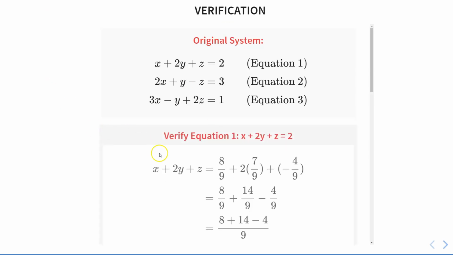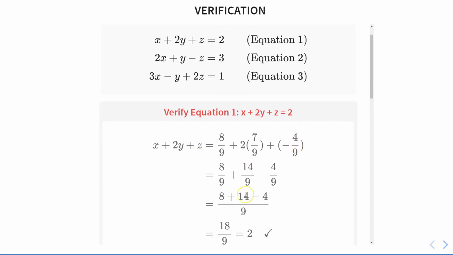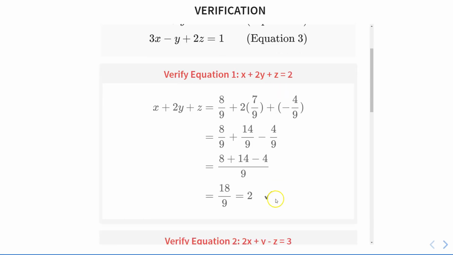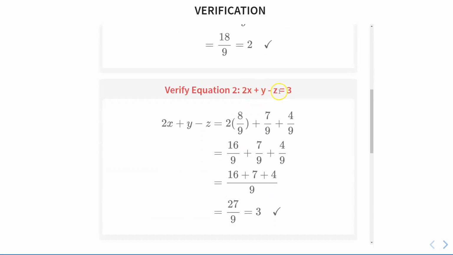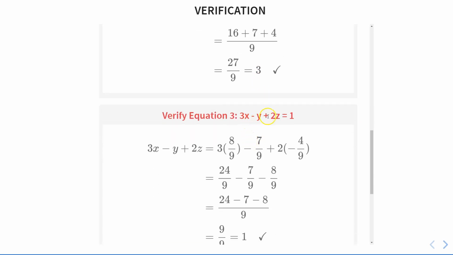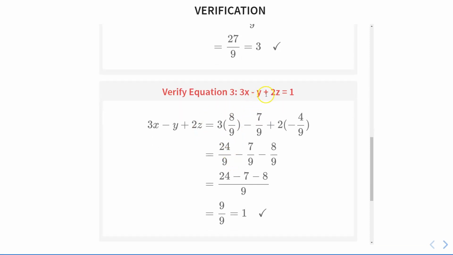So first verify equation 1. I am plugging in x as 8/9, 2 times y as 7/9, plus z as -4/9. If I do the operation, I get the left hand side equal to 2. So that is verified. Next, the second equation, 2x plus y minus z equals 3. Again if I plug in the x, y, z values, the left hand side is equal to 3. So 3 equals 3, meaning left hand side equals right hand side. Similarly, if I verify equation 3, 3x minus y plus 2z, again if I plug in x, y and z, I get 1. So left hand side equals right hand side.